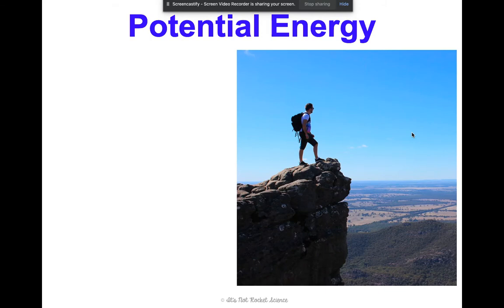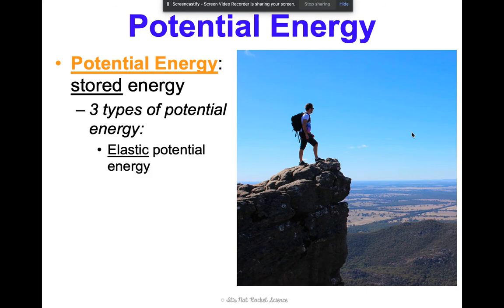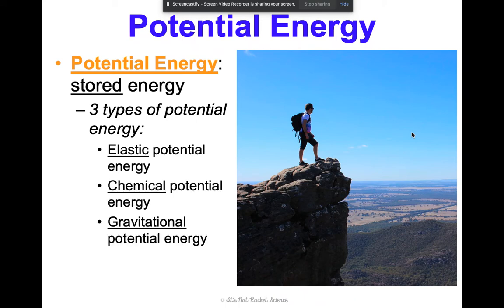All right, so here is potential energy. Potential energy is stored energy. I call it the potential to have energy, but it's just stored energy. There are 3 different types: elastic potential energy, chemical potential energy, and gravitational potential energy, and we will talk about each of those in turn.